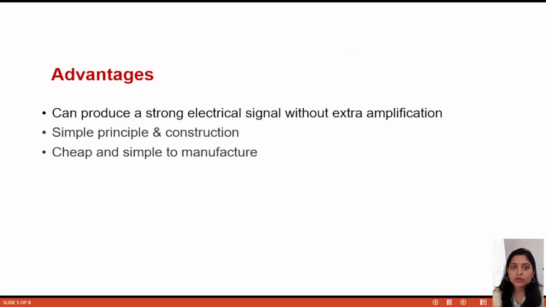Now, what are the advantages? It can produce a strong electrical signal without extra amplification. The construction is very simple, so it is useful in many cases. It is also very cheap, with a simple manufacturing process. So these are the advantages of the carbon microphone.